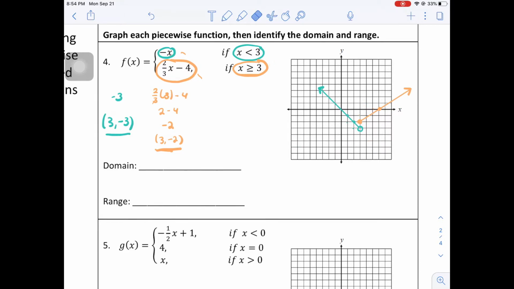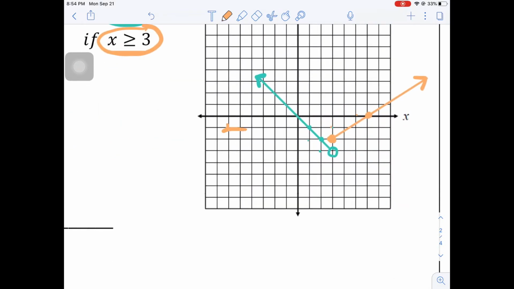All right, continuing on. Domain. Domain of this function, as you can see, goes to the left forever, goes to the right forever. The only thing we're worried about is this middle section right here. There's a little jump, but that 3 value is still accounted for in our x's.